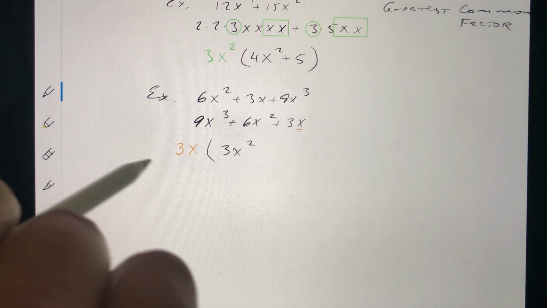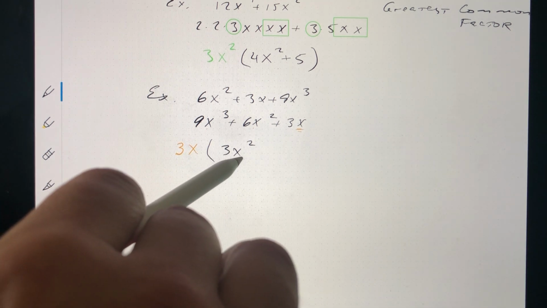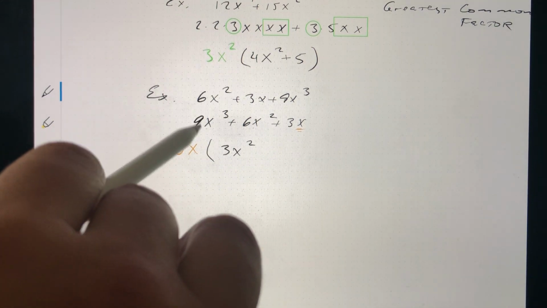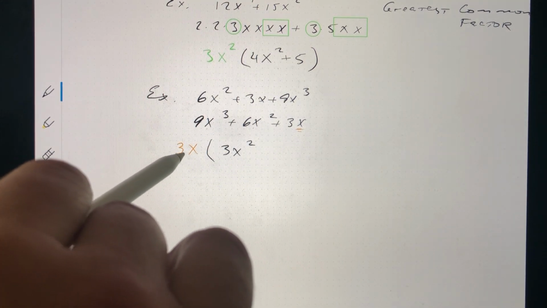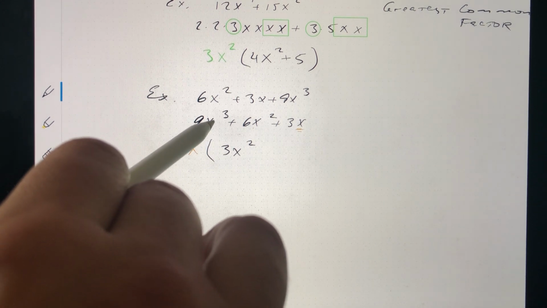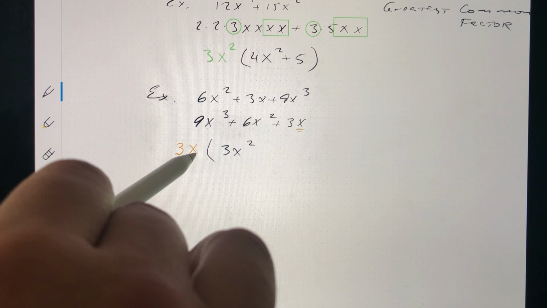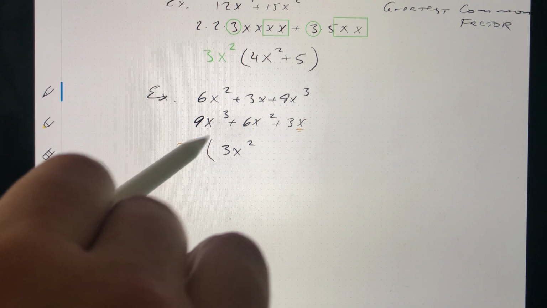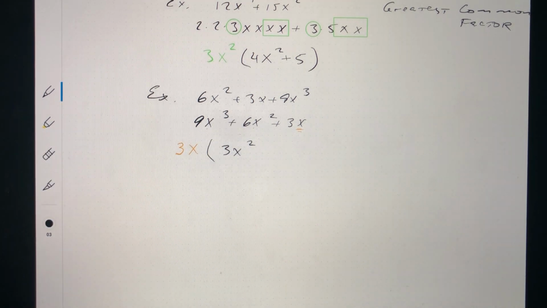Now we can figure out what goes inside the parentheses, because when we multiply back, we should get all the original terms. To get the first 9x cubed, what times 3x makes 9x cubed? Well, 3 times 3 makes 9, and x times x squared makes x cubed. That's why this is 3x squared. Now, 3x times what makes 6x squared? To go from 3 to 6, that's a 2 and an extra x. And what times 3x makes 3x? Well, 1.